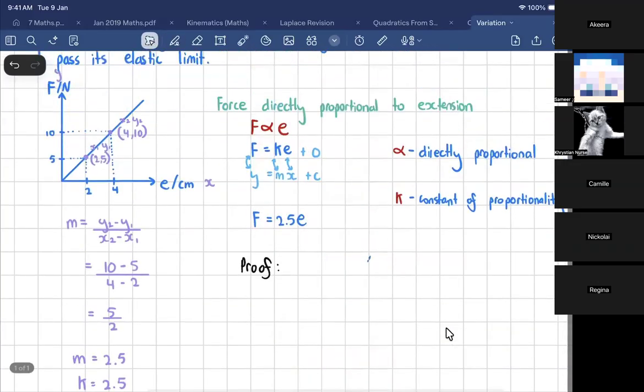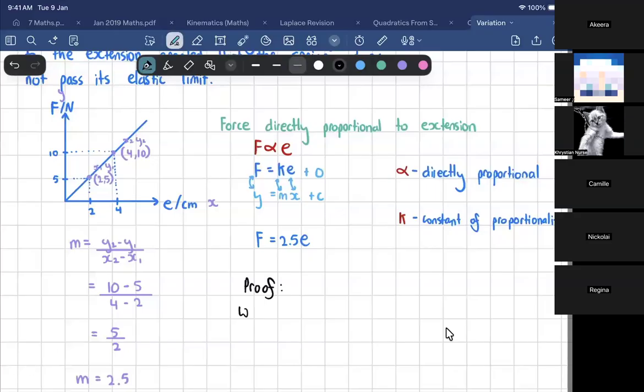So, from the graph, when the force was 5 newtons, what was the extension? Somebody tell me, what was the extension? 2 centimeters, all right. Now, according to our relationship, F is equal to 2.5 E. That's what our relationship was. That's what we found it to be. F is equal to 2.5 E.